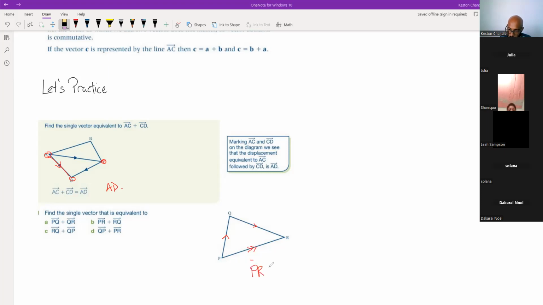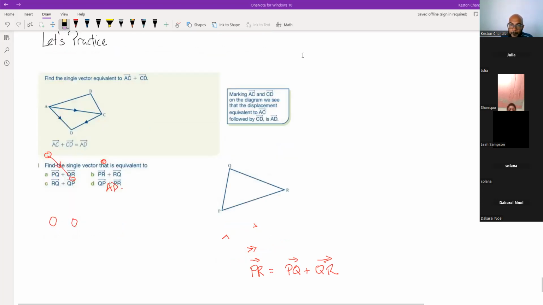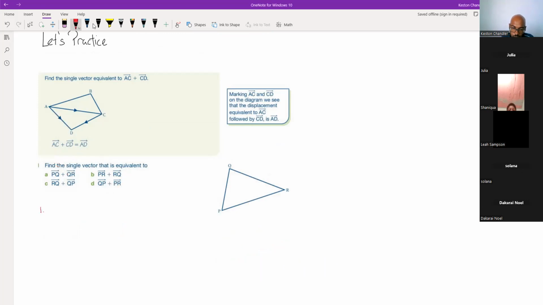Now, just as I show you how to write it, they just do it in the opposite here right now. You're going in reverse. So usually this is going to give you your answer. Let's look at another one. So I'll put here 1A. PR is equal to PQ plus QR.